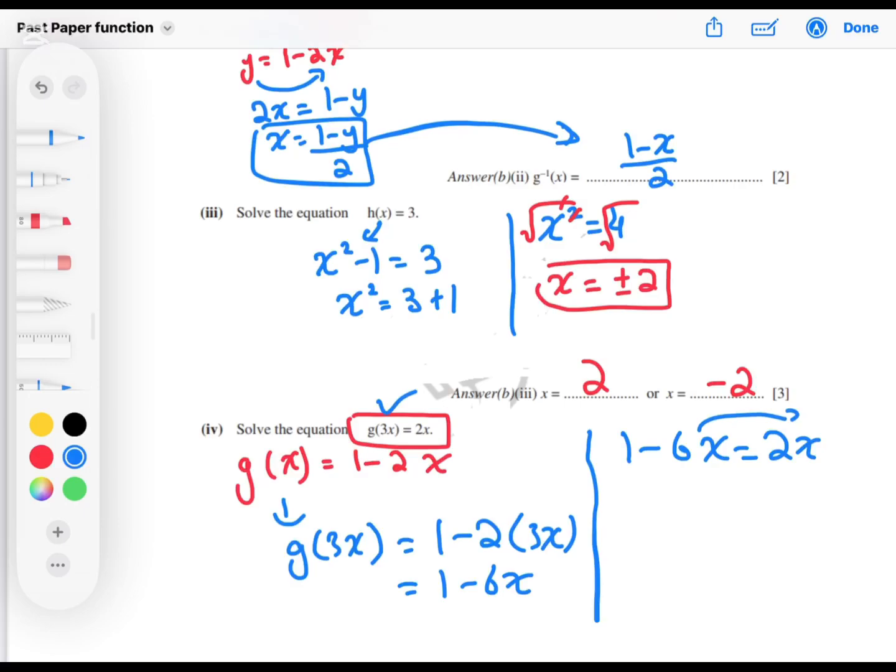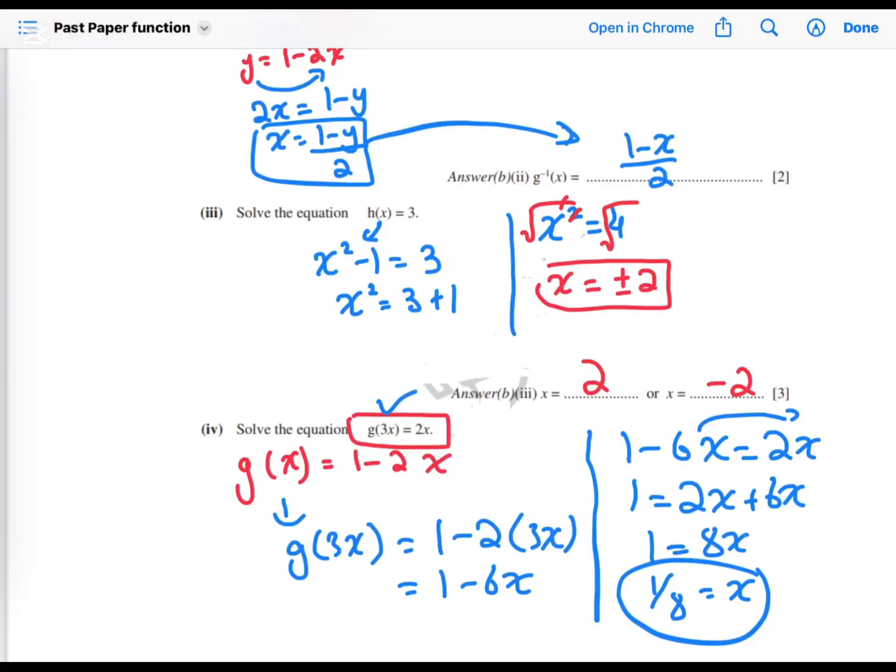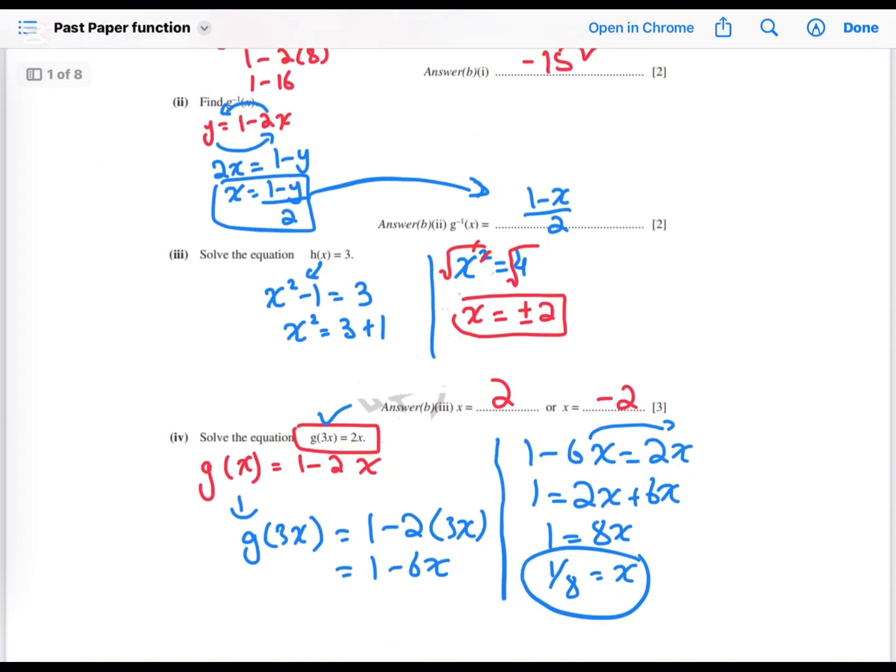6x will go to the other side, it will be added. So now 1 is equal to 8x. 8 will come to the other side and divide. So the value of x is 1 over 8. That's it. Question number 1 is done. I hope there is no confusion in question number 1.